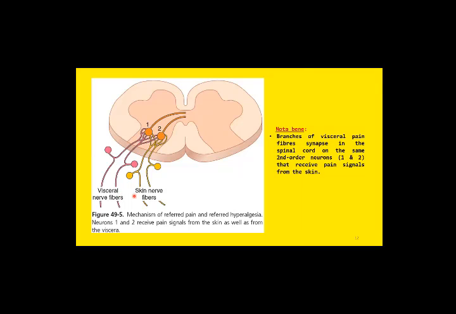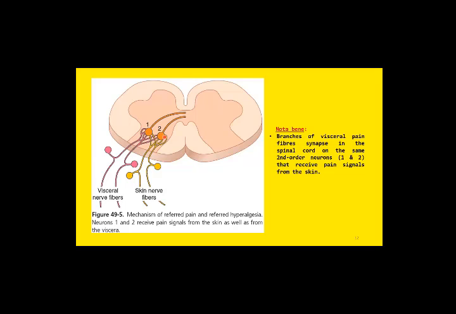You can see these are the skin nerve fibers entering the gray matter, and these are the visceral nerve fibers. And both are making a synapse. These are the second order neurons, neuron 1 and neuron 2. So skin nerve fibers and visceral nerve fibers both are making synapses on the second order neurons, and this is the synapse.